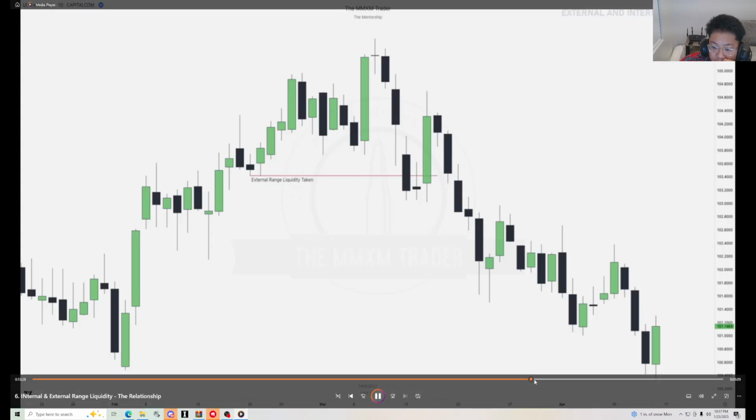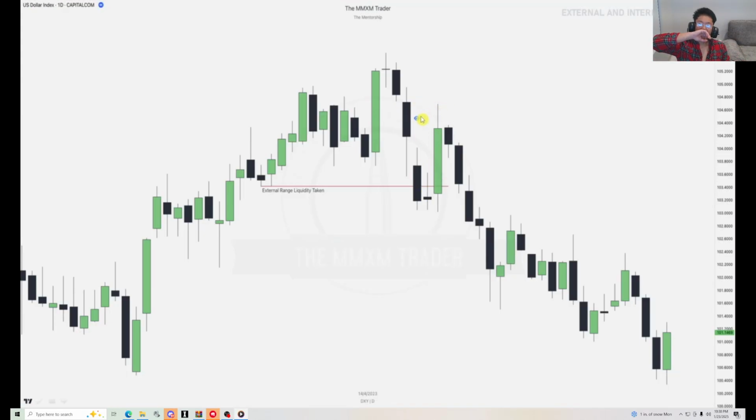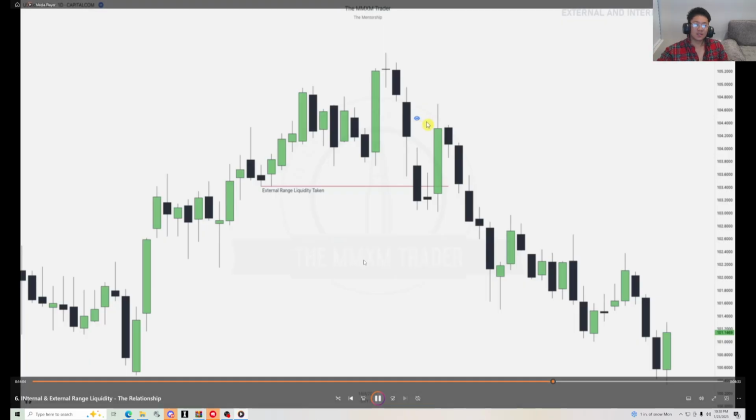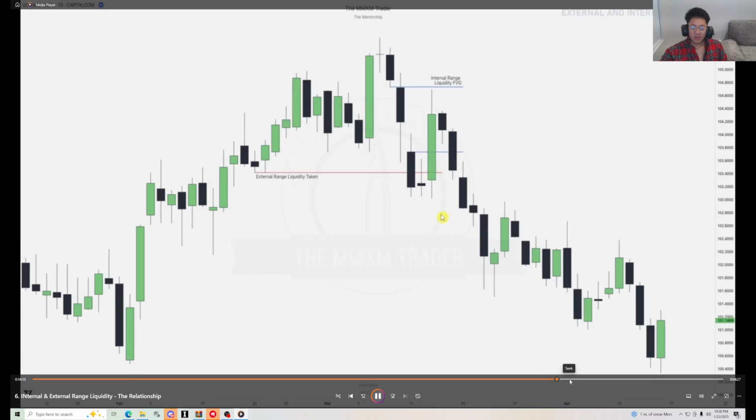External to internal. Let's see if that was right. Again, we want to go to internal range liquidity, right? So where is internal range liquidity? We've got this big fair value gap up here. Price reprices back into that imbalance over here. So we hit that internal range liquidity. What do we want to do after we take internal range liquidity? Go back to external, right?